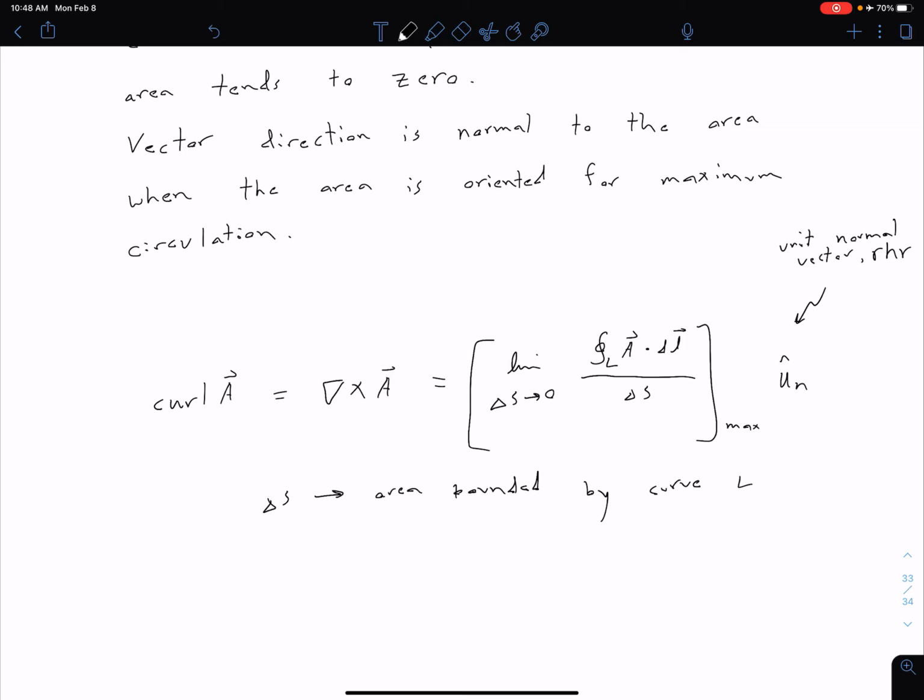One other thing I want to mention really quickly, though, is that in some cases you might see, instead of curl A, you might see rot A. So some people use that notation instead. But most of the time you'll see this curl A.